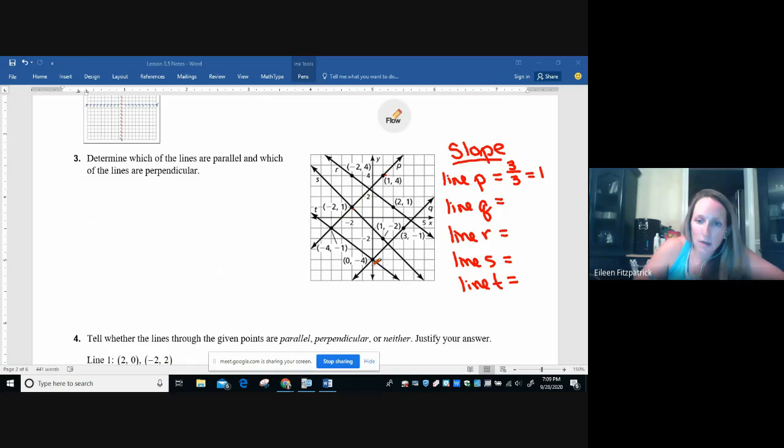Then go to line Q, pick any 2 points on the line. Well, there's only 2 points to pick, this one and this one. I'm going to rise 1, 2, 3 units, and I'm going to run 1, 2, 3 units. So again, it's 3/3, which gives us a slope of 1. All right, line R, where's line R? Here's line R. Pick any 2 points on that line. There's only 2 to pick from. So from this point to this point, I'm going to rise 1, 2, 3. I'm going to run negative 1, 2, 3, 4. So it's a positive 3, negative 4. So the slope is negative 3/4.